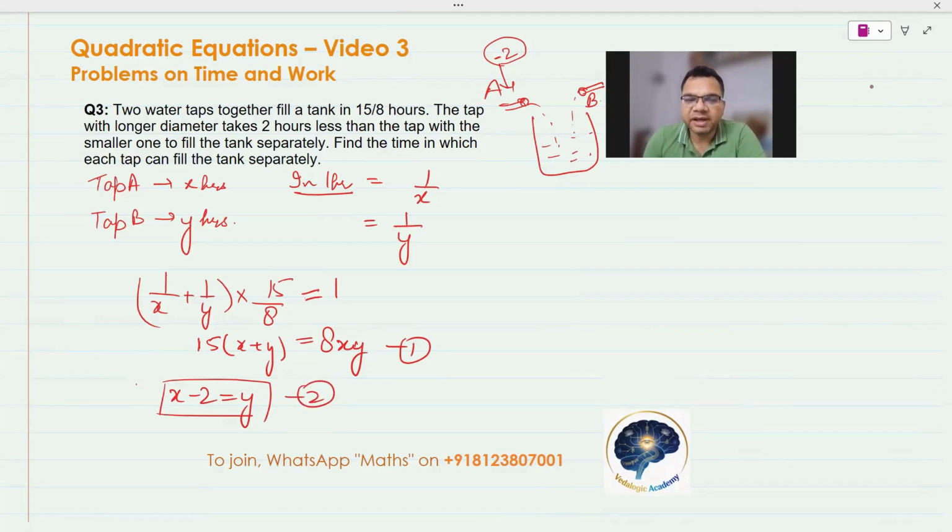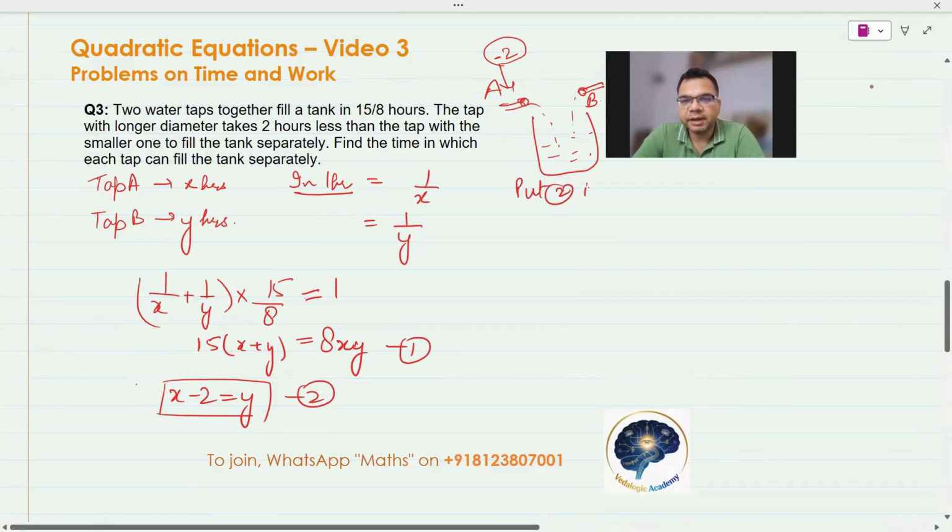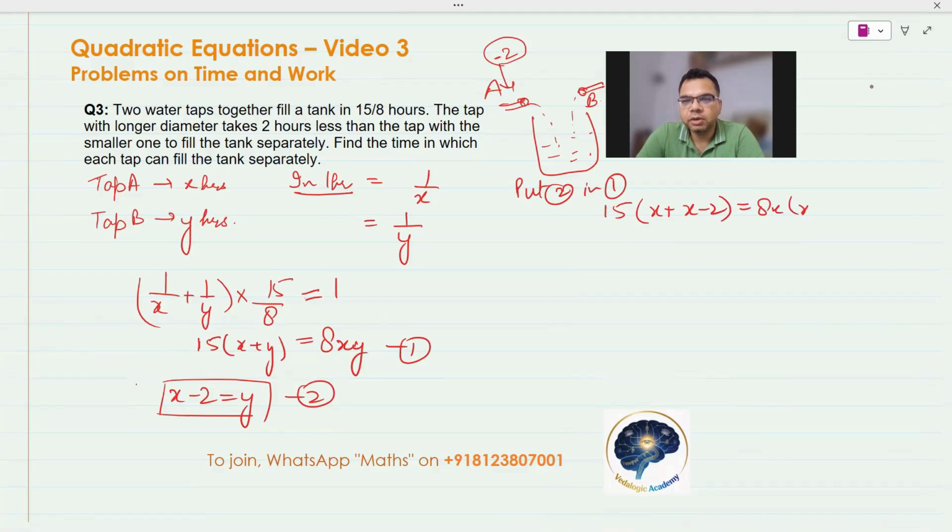Now I can use the second equation and put it into the first equation. So write it clearly: put second in first. So it becomes 15 into (x plus x minus 2) equals 8x into (x minus 2). Wherever the y was, I have put x minus 2. So x plus x is 2x, into 15 becomes 30x, minus 30 again, equals 8x square minus 16x. Let's bring all of them together on one side, the right hand side. It becomes 8x square minus 16x minus 30x, which is minus 46x, plus 30 equals 0.